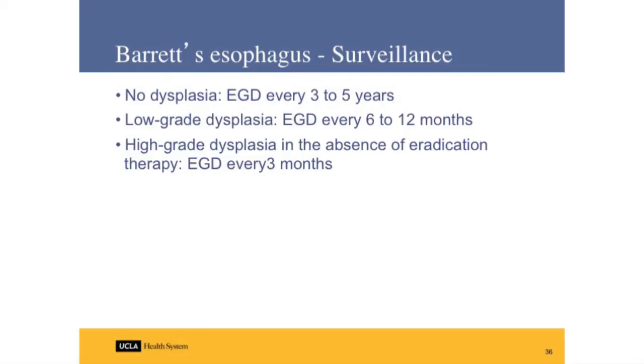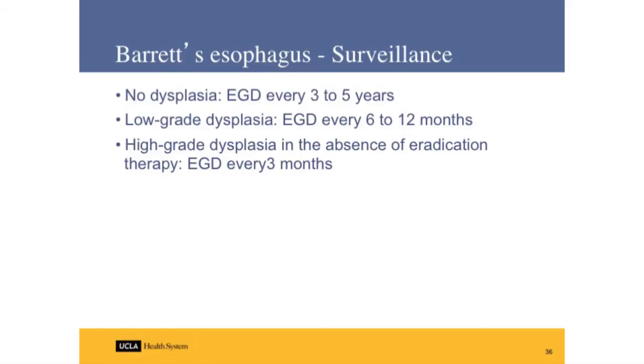When there's low-grade dysplasia, which actually means early signs of cancer within the cells, within the confines of the Barrett's esophagus, it's recommended to do an EGD every 6 to 12 months in those patients. And then certain individuals have high-grade dysplasia, and in those patients, generally it's recommended to treat. There are various modalities to treat high-grade dysplasia and Barrett's. And if one is not treated, then it's recommended to do an endoscopy every 3 months.